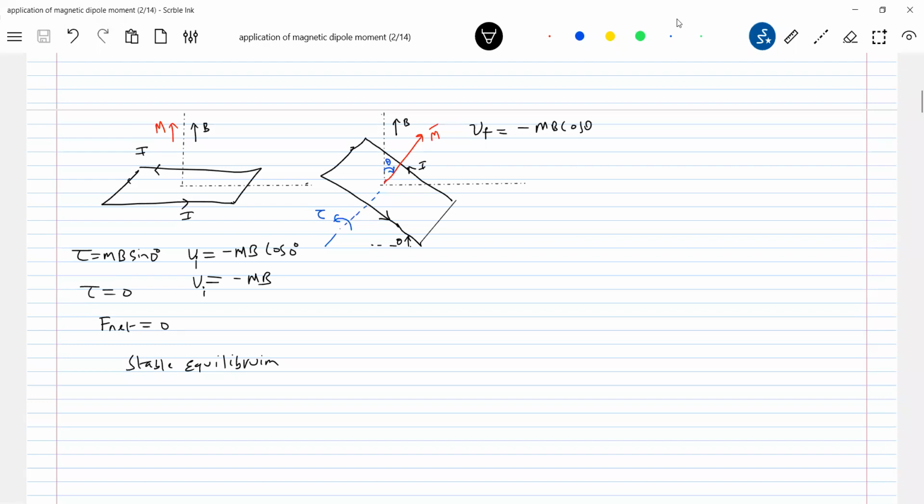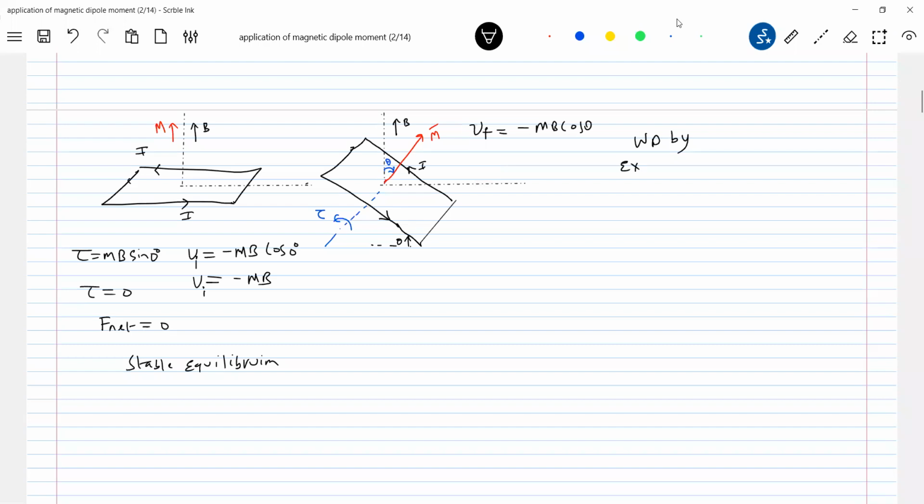Suppose it is minus 40 joule, and this will be around minus 25 joule. So minus 25 is greater than minus 40; the potential energy has increased. So where did this increase in potential energy come from? The external agent did work.